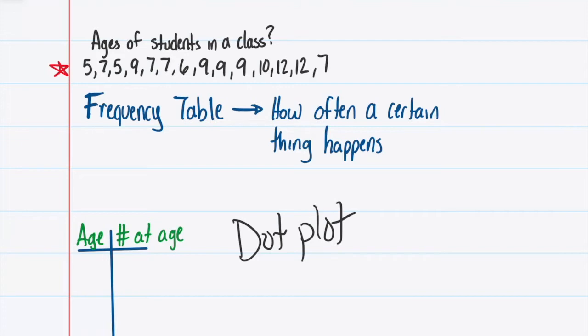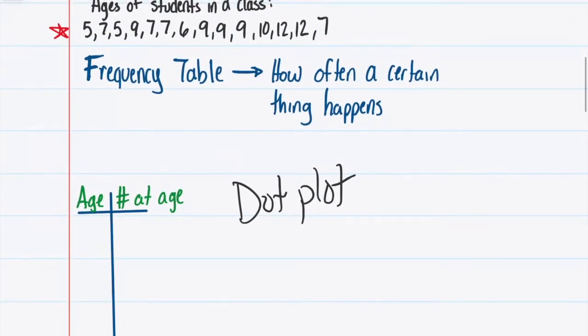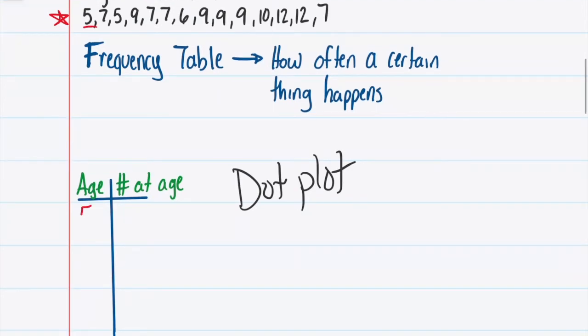Well, let's set this up so it can look better for us, because right now it's just a bunch of ages. How about we set them up in order? Now, what is the lowest age that you see? I think the 5 is the lowest, right? So let's start with age 5.